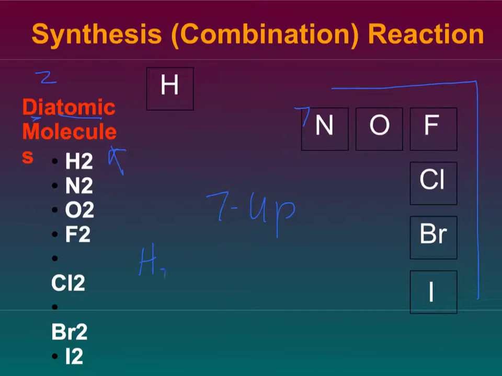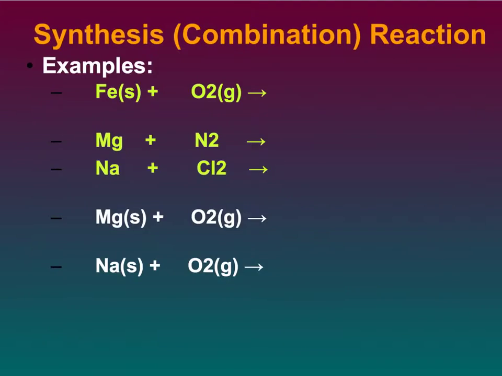So for instance, H2, N2, O2, etc. These are diatomic molecules. You want to make sure you know these. Make sure that you memorize them if you need to. So looking at synthesis reactions, what we're going to be doing is predicting products. What that means is we are going to take the reactants, so anything that is on the left-hand side, and we are actually going to determine what our products are. Our products always come to the right of the arrow.